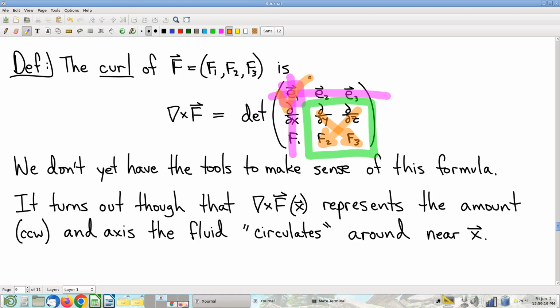So this only really works in 3 dimensions? Correct. This is a peculiarity of 3 dimensions. That's right.